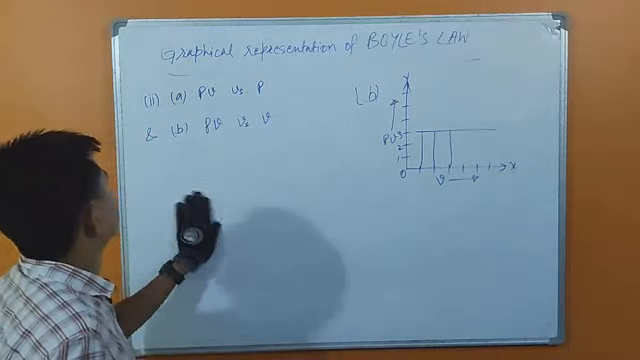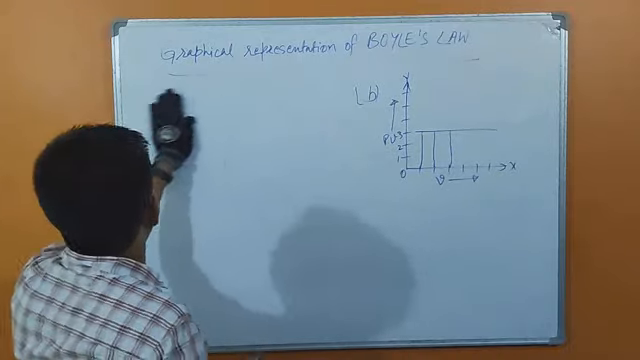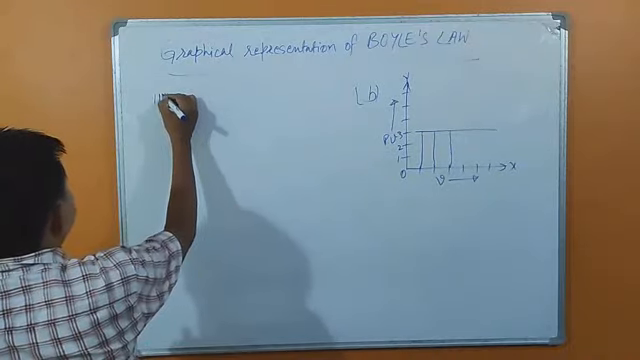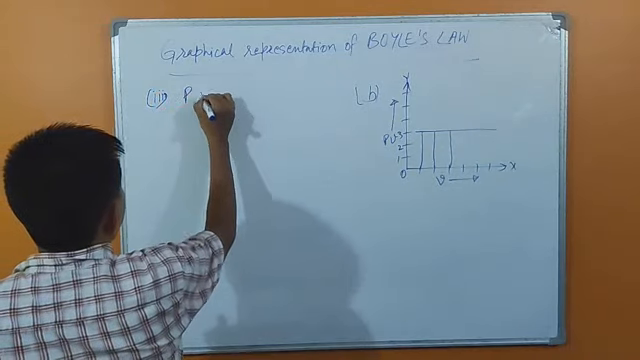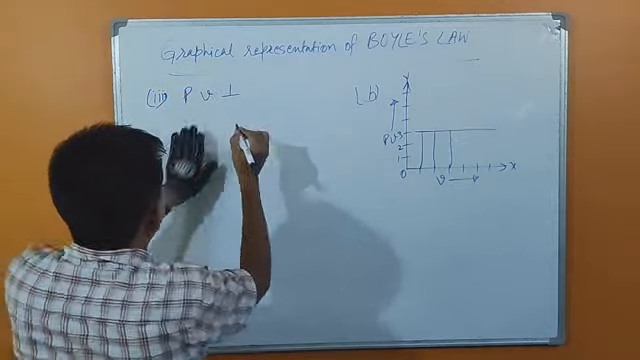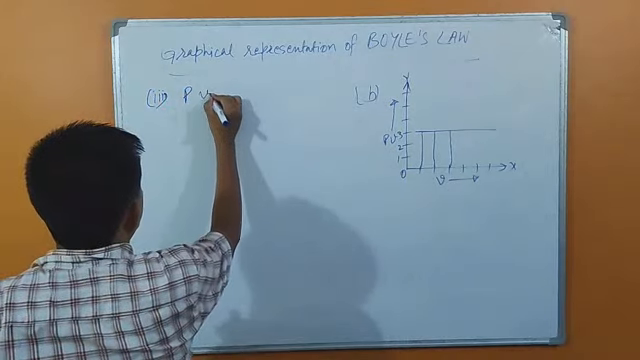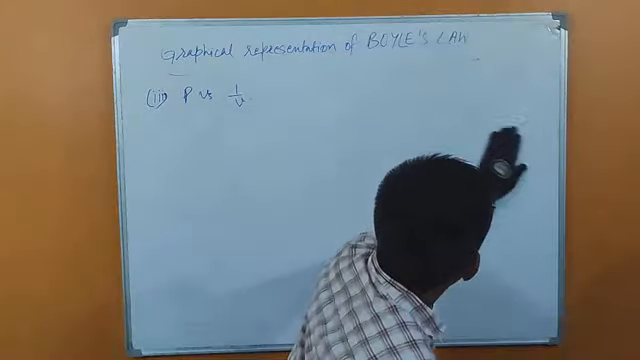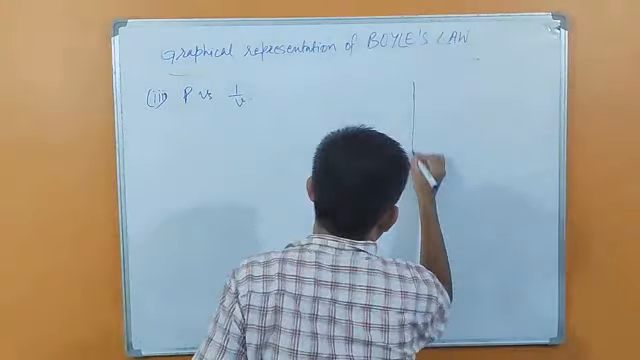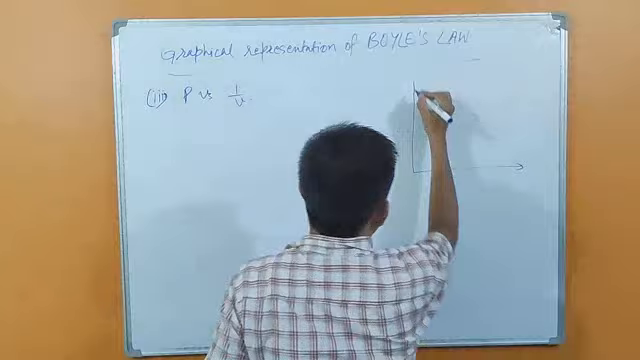Okay, now the third graph, P versus 1 upon V. Okay, this is the y-axis and this is the x-axis.